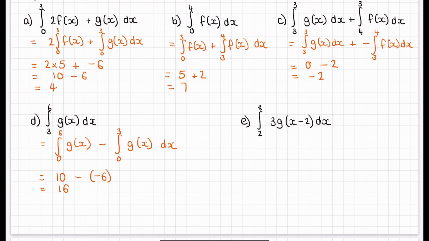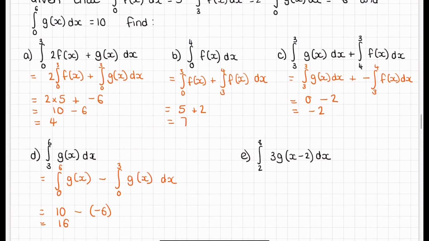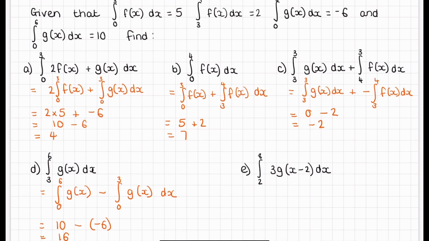And the last one, the integral from 2 to 8 of 3g of x minus 2 dx. Now this is a bit crazy because we look at the top and we go, I don't have any 8s. Now we've got to think about transformations. We've got g of x minus 2. So the first thing I'm going to do is pull this 3 out the front because we don't need to concentrate on that right now.